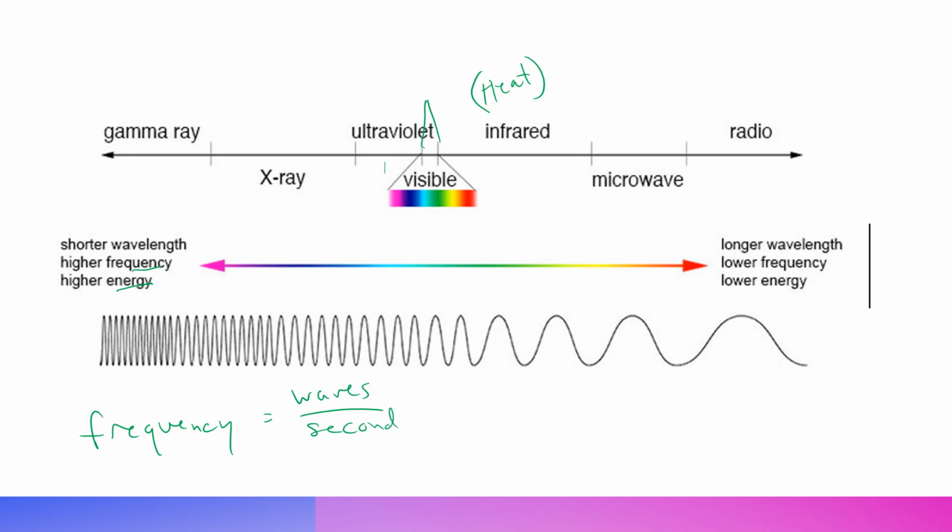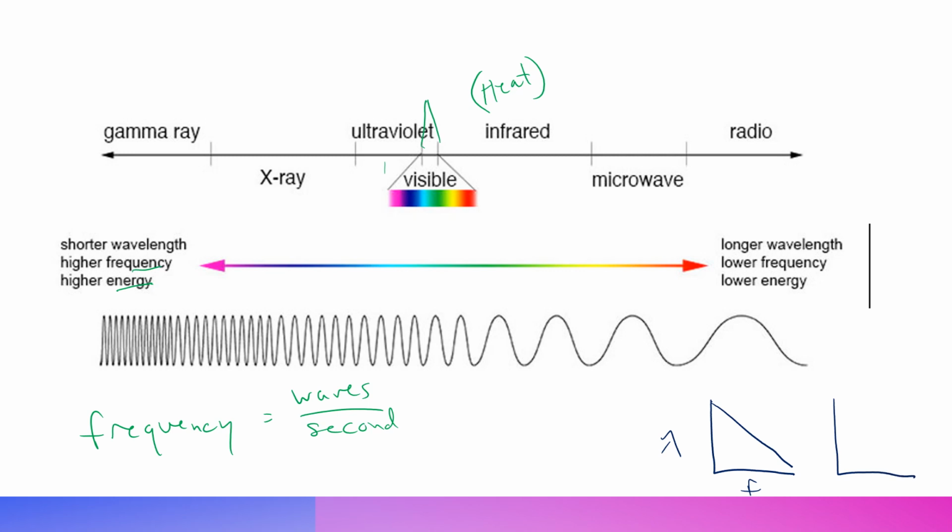So frequency is the number of waves per second. High frequency is high energy. But one thing I want you to see here is that if I talk about wavelength and frequency, it has a negative correlation. If the wavelength goes up, the frequency goes down.